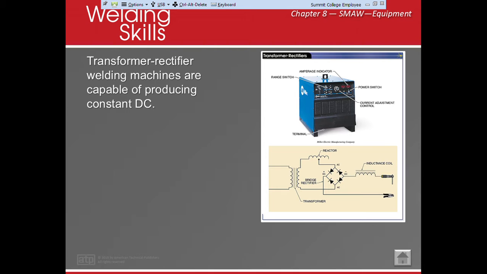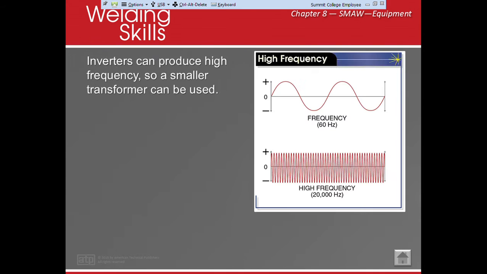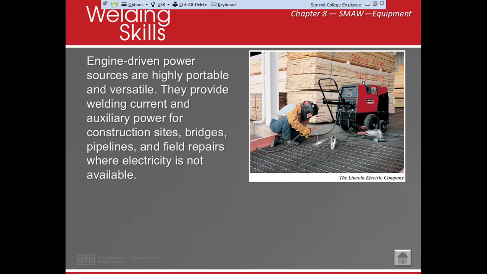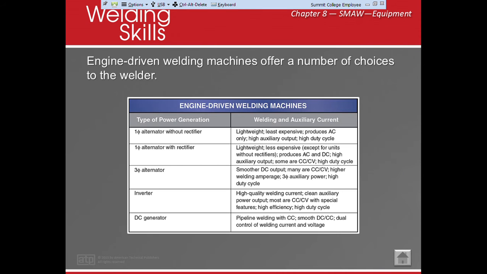Transformer rectifier machines, that's what we're talking about, the big old behemoths, are easiest to use. Okay? Inverters. This allows our machines to become smaller and smaller. Okay? We can change the frequency, which makes it a lot easier to use, and change it for what we need it to do. Okay? We can also have engine-driven power sources. All right, and here's the different types of engine-driven welding machines.